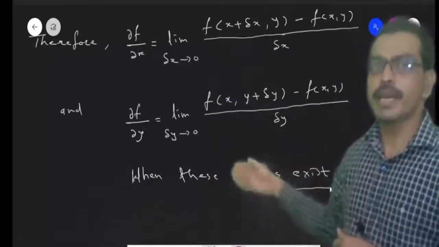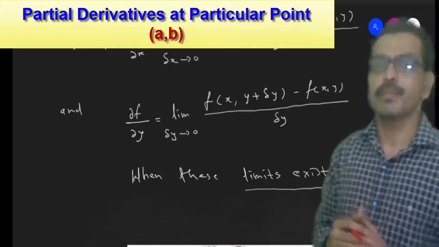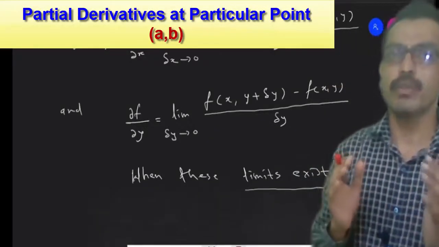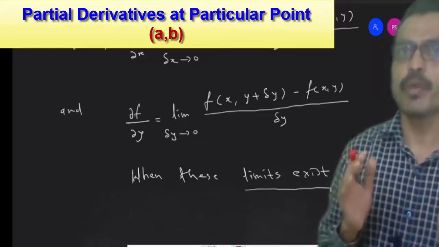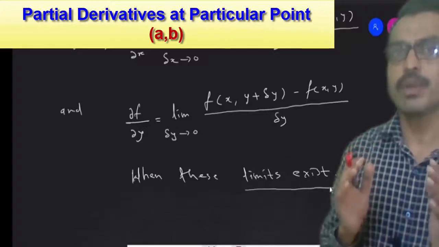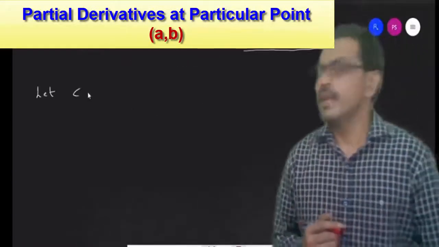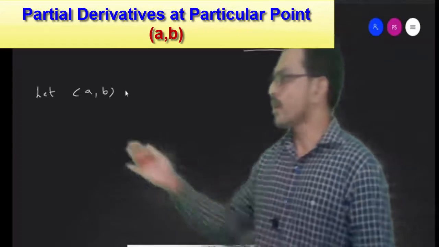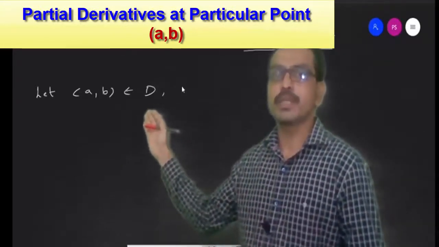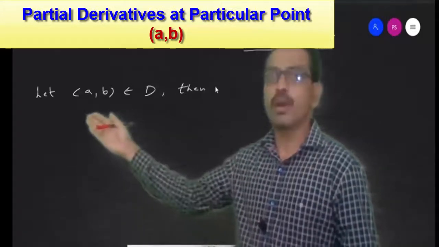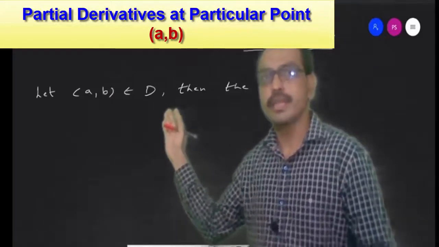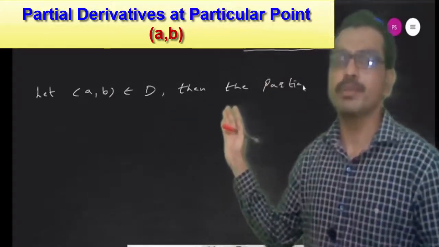When this limit exists, now we define the partial derivatives at a particular point. Say the particular point is (a, b), that is, the ordered pair (a, b) belongs to D, and D is a subset of R2. Then we consider the partial derivatives of the function f.